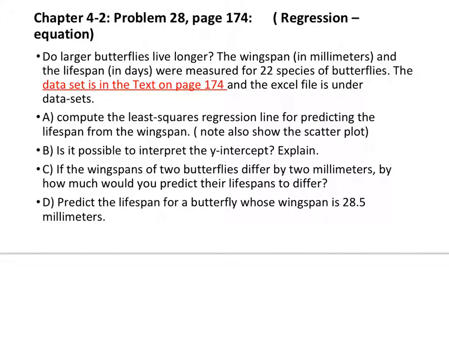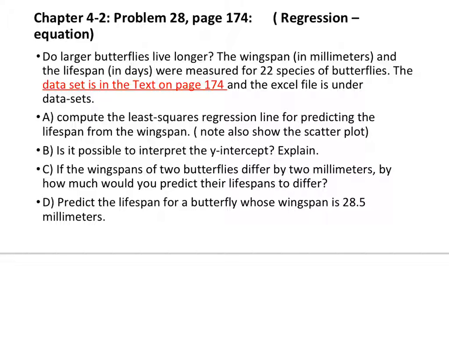So in this problem, do larger butterflies live longer? The wingspan in millimeters and the lifespan in days were measured for 22 separate species of butterflies. The data set is in the textbook on page 174, and the Excel file is under the data sets under Blackboard. We're going to, in part A, compute the least squares regression line for predicting the lifespan from the wingspan.